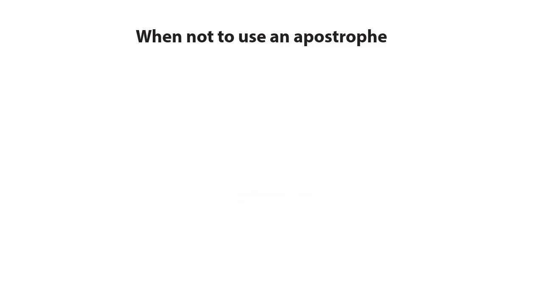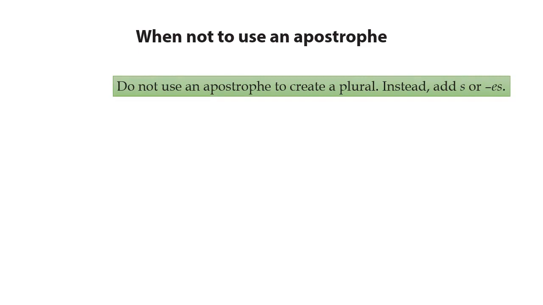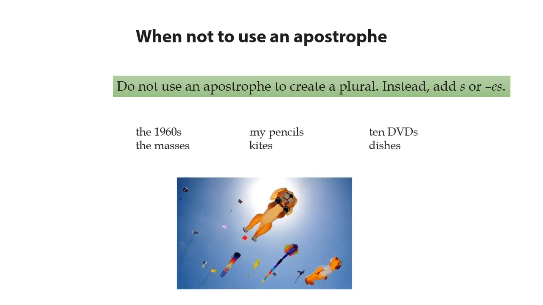It's worth talking about when not to use an apostrophe, because sometimes this can cause confusion. So you don't use an apostrophe to create a plural. Instead, to create plurals, you just add S or ES, as the case may be. So the 1960s, my pencils, 10 DVDs. It might be tempting to put an apostrophe in there, but it's not necessary. Just add the S to indicate it's plural.